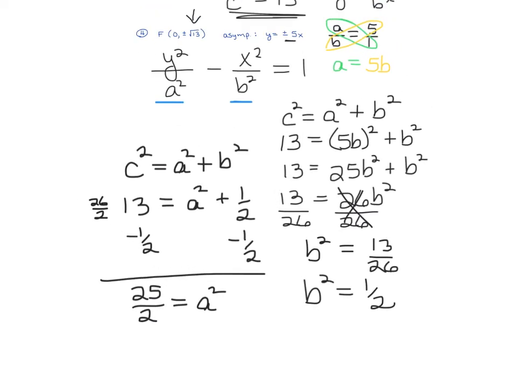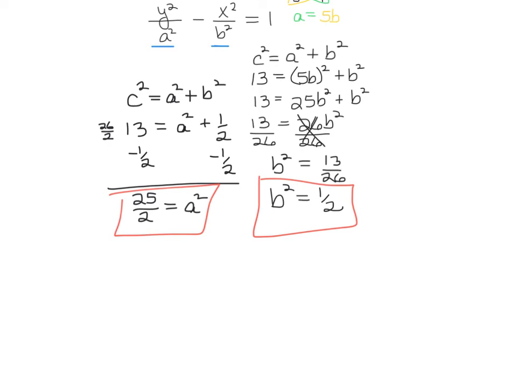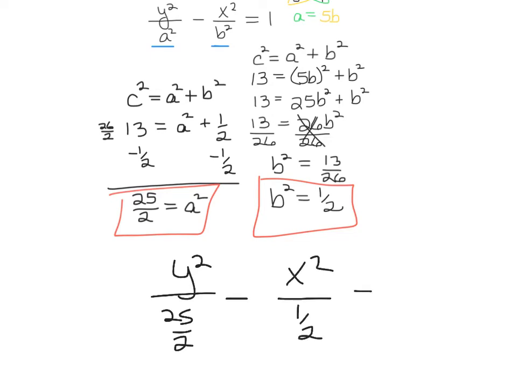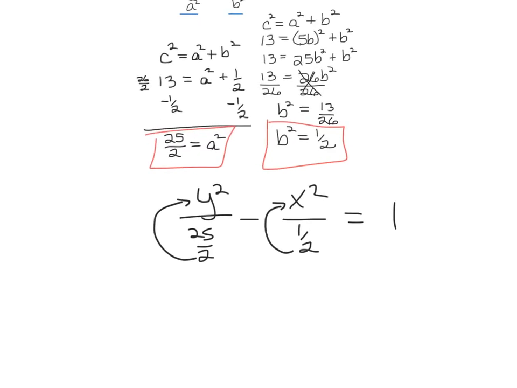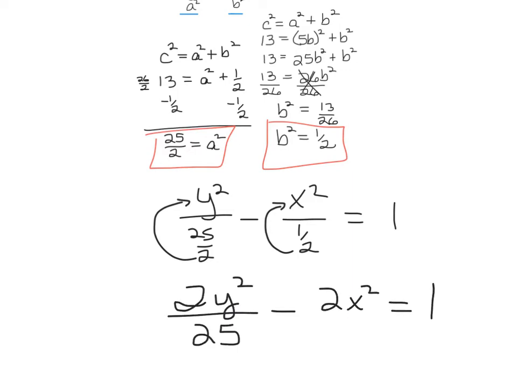Now that I have a squared and b squared, I can plug them in. So again, y squared over a squared, x squared over b squared, and again, pull that fraction that's in that fraction to the top. So pull that denominator up. So the final answer here is going to be 2y squared over 25 minus 2x squared equals 1.